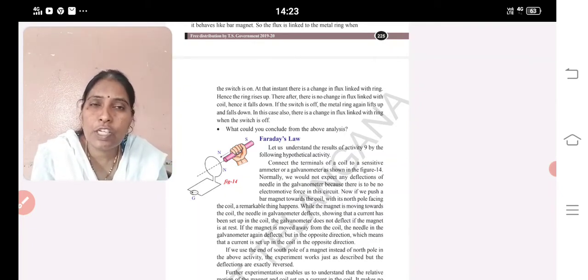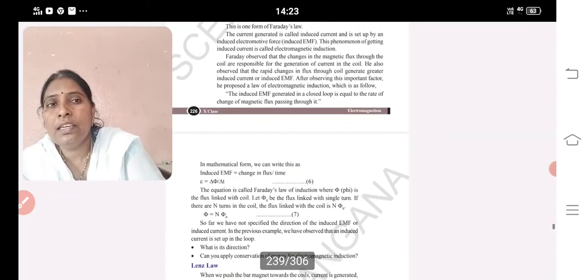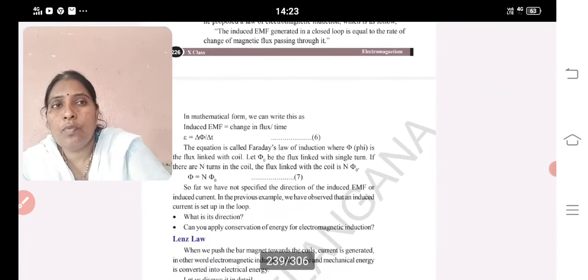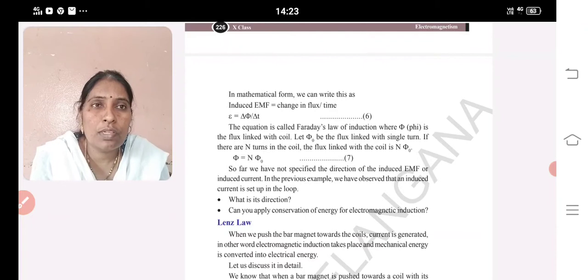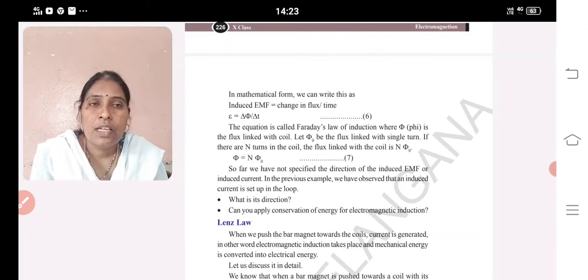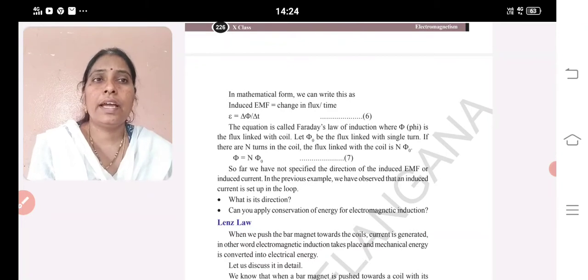This proves that there is a relation between magnetism and electricity. Without a battery, we can generate electricity, as observed by Faraday. He gave it in mathematical form: induced EMF is equal to the change in flux over time, ε = -Δφ/Δt. This equation is called Faraday's law of induction, where φ is the flux linked, φ₀ is the flux linked with a single turn, and φₙ is the flux linked with n turns.